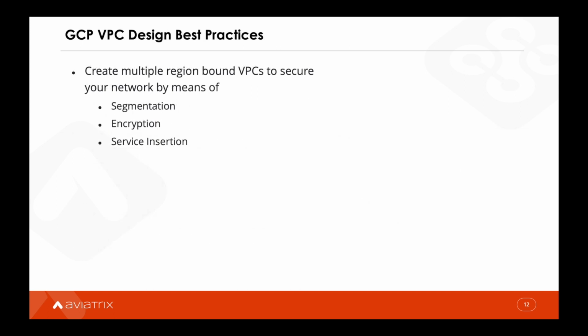All right, so let's talk about the GCP design best practices. You should create multiple VPCs based on the type of workload, and those VPCs should be region bound. Why do we need that? Like I said before, for proper segmentation, to provide encryption between the workloads when they're flowing or talking to each other, and for service insertion.